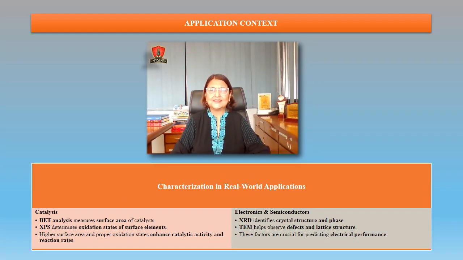For instance, in catalysis, BET surface area and XPS oxidation state determine catalytic activity. A higher surface area and the right oxidation state can dramatically improve reaction rates. In electronics and semiconductors, XRD crystal structure and TEM imaging of defects are essential for predicting electrical performance of the sample material.